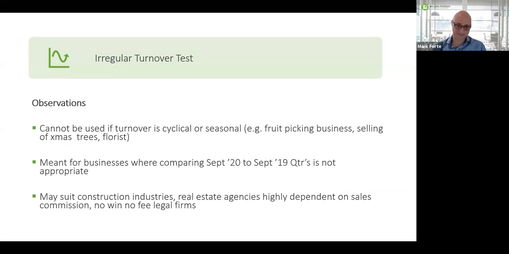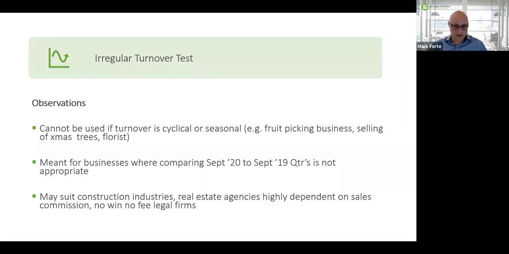What type of industries would it suit? These are just random thoughts. It may suit construction industries where projects are not fluid. They start a project, they've got to go and buy the land and then develop all over again. So it's not a regular recurring type of income. It may be real estate agencies which are highly dependent on sales commission revenue. As we know, we're in lockdown. It's very hard to sell property at the moment because you can't inspect, or you couldn't inspect as of a couple of weeks ago. Or maybe no win, no fee legal firms where there's not a certainty of income.